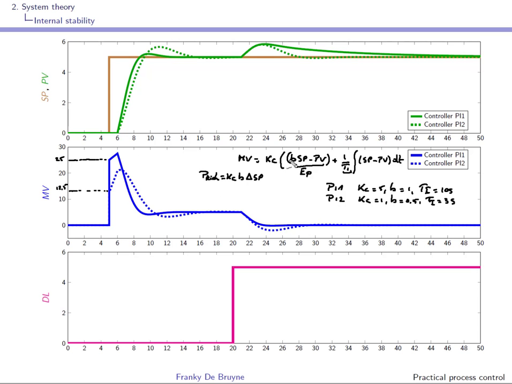So we'll discuss this form of the PI controller later on in the course, and we'll discuss also why you would use such a parameter B. But you can see here that the set point response is given here, and that the first PI controller does a little bit better than the second PI controller.